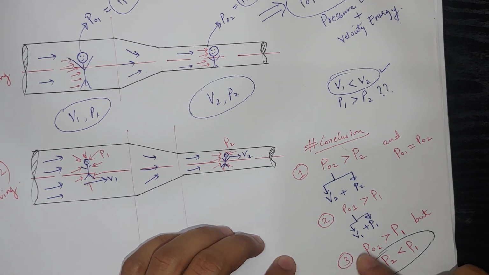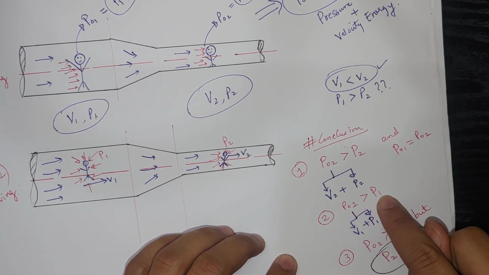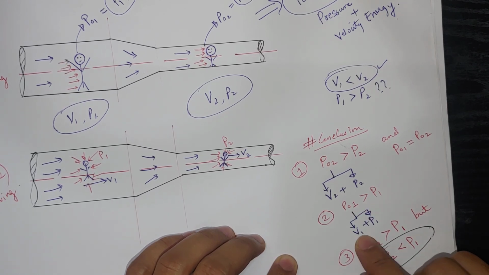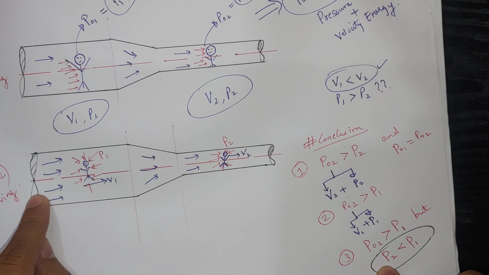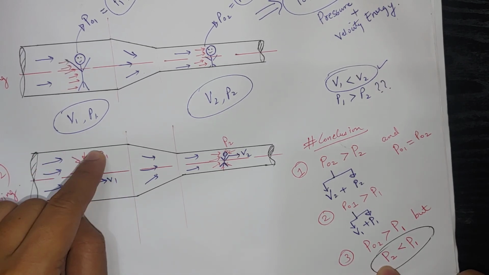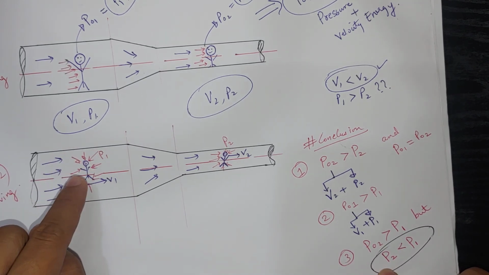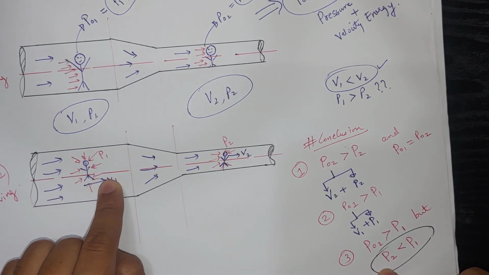So the second scenario: P01, of course, is more than P1 because the P01 stagnation energy is the total energy of V1 and P1 in this cross section. In this cross section you are feeling it here, and the pressure P1 you are feeling in this section because you are moving with V1.